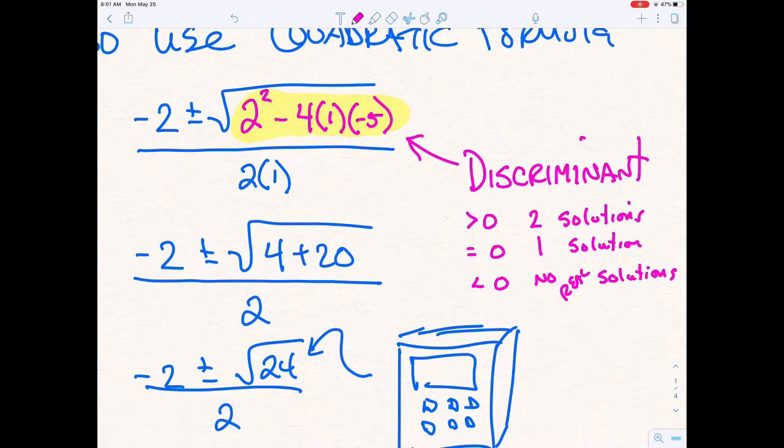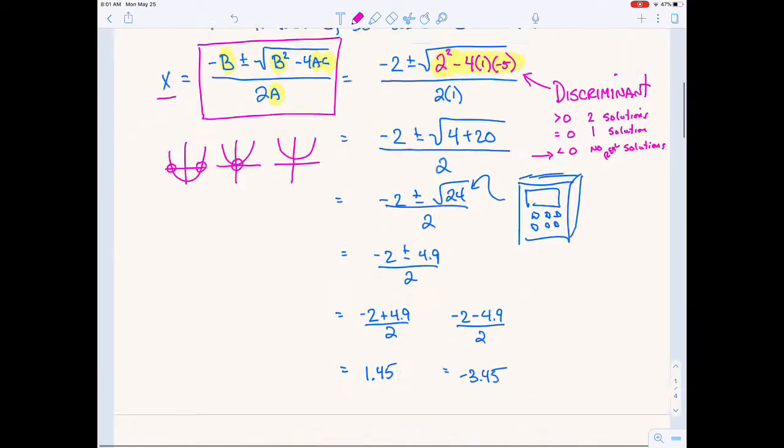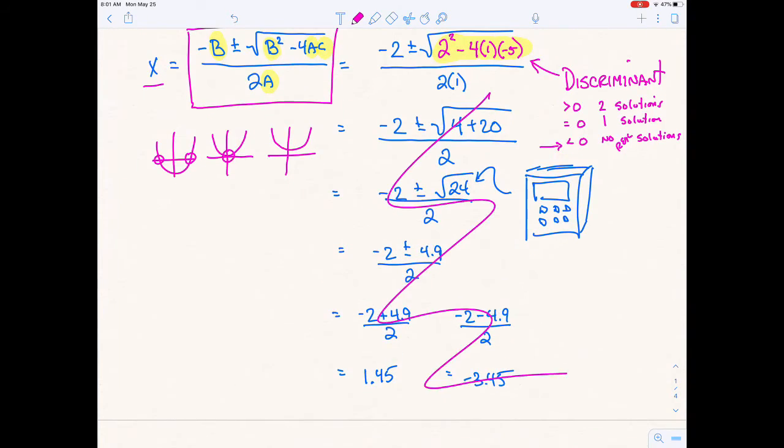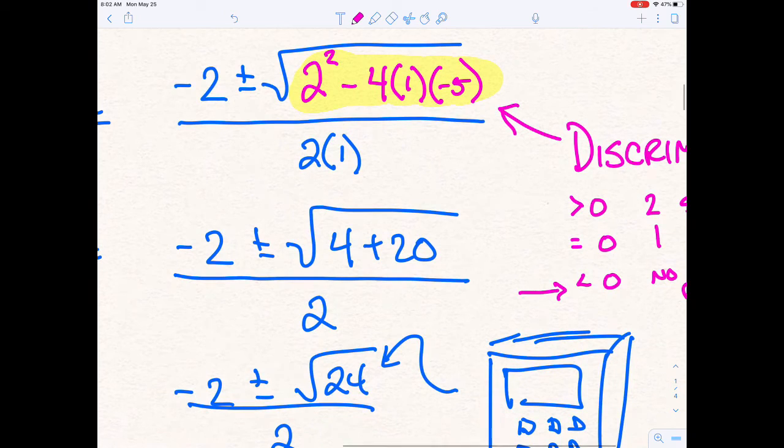So the discriminant is valuable. You have to calculate it anyway, and if you end up getting a discriminant that is less than 0, you can just stop. You don't have to do anything else. All this other math work that comes below the discriminant, none of this would need to be done. You could just write no real solutions. But this one doesn't work that way, so let's go ahead and check it out.